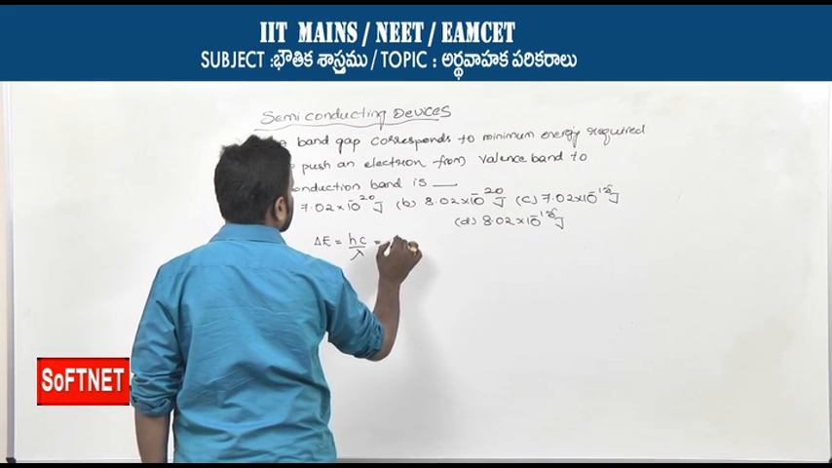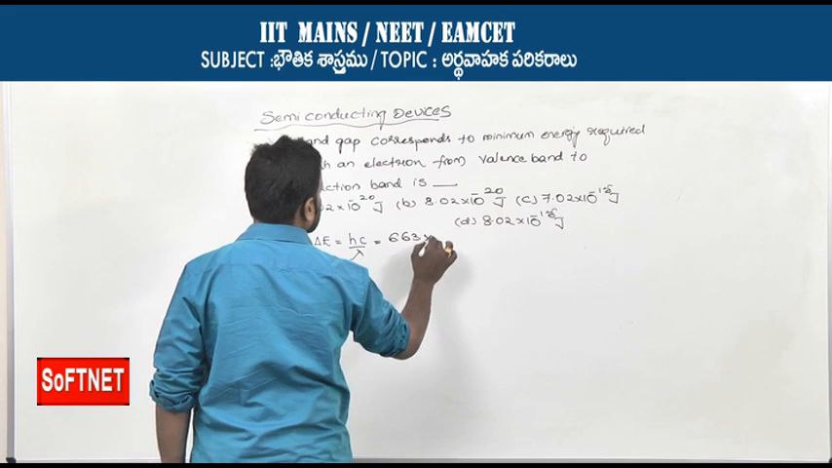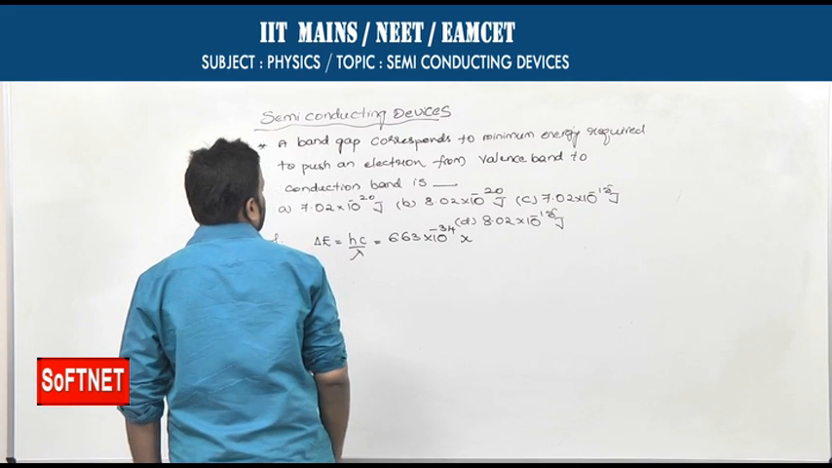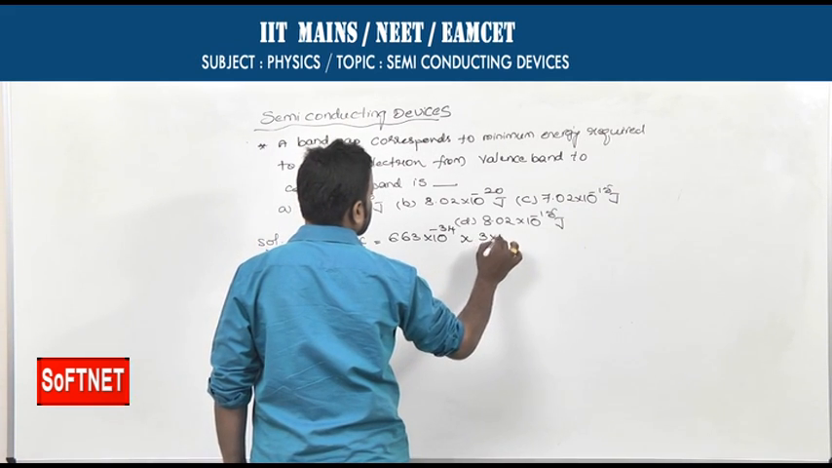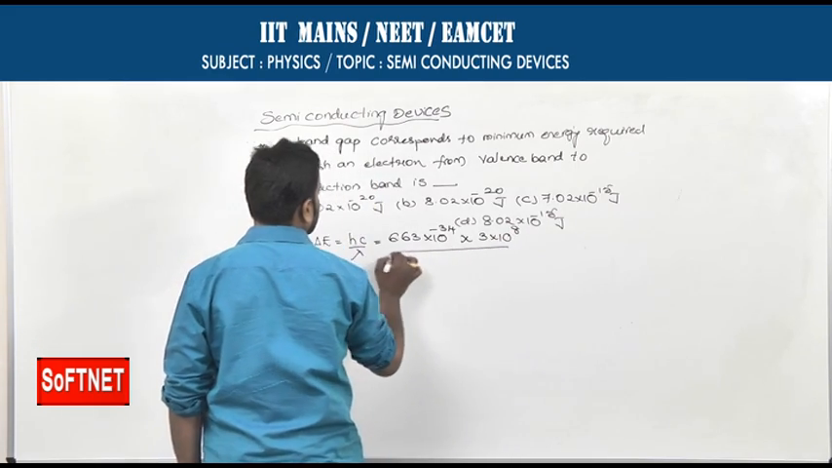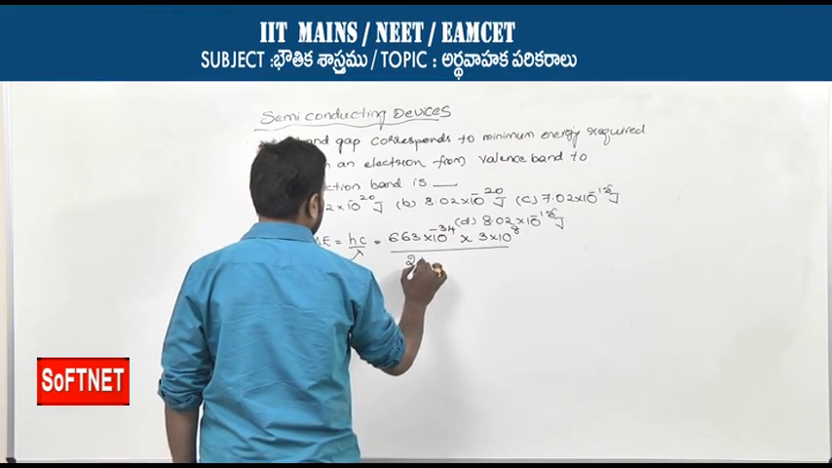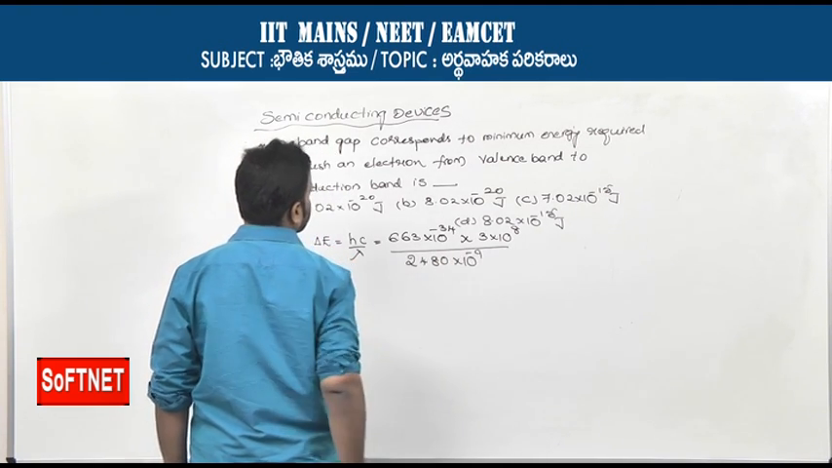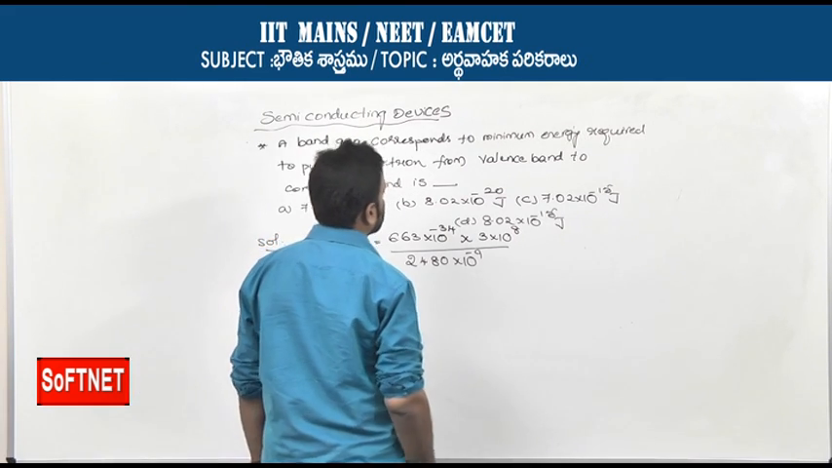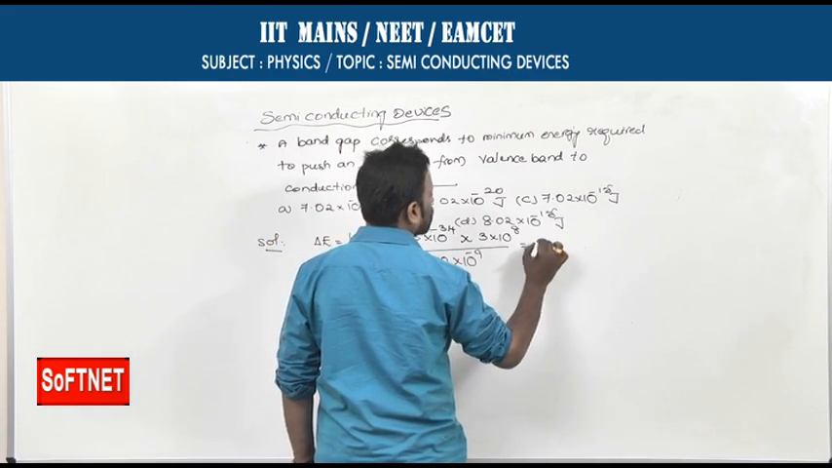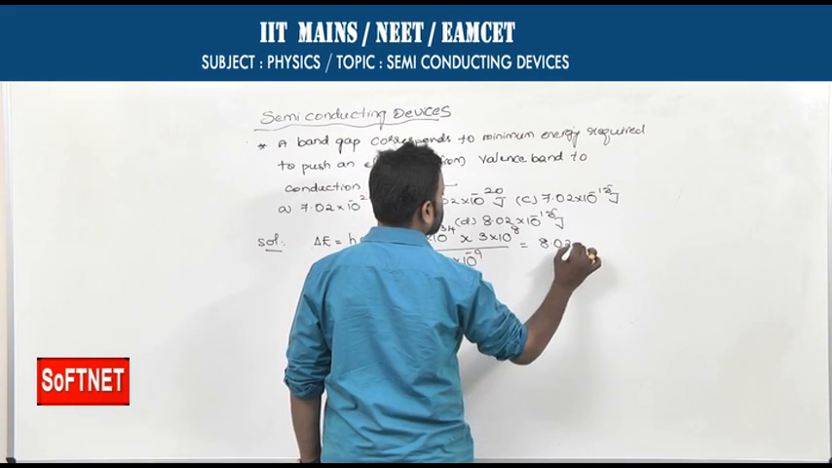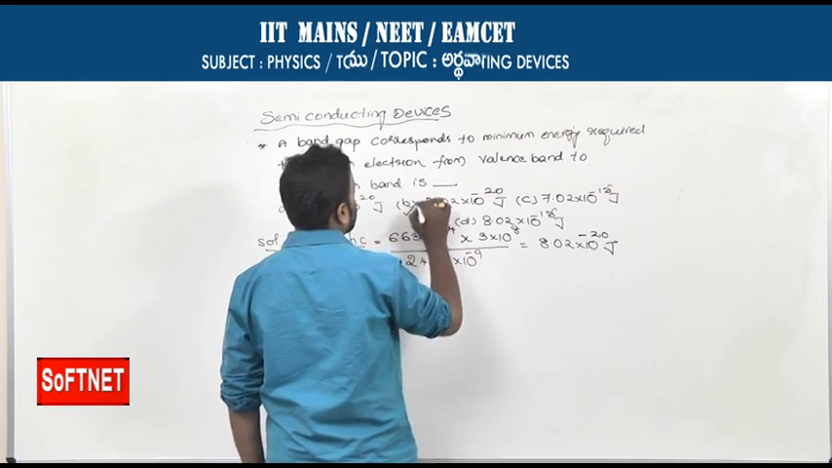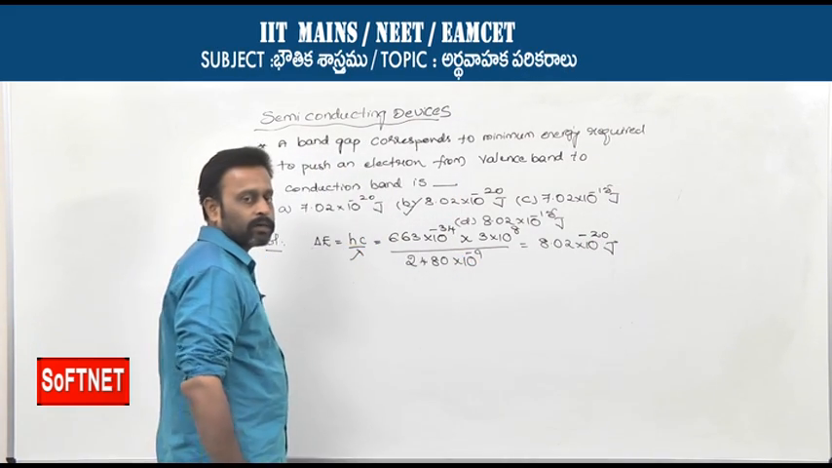The value of Planck's constant is 6.63 × 10⁻³⁴ joule second. The velocity of light is 3 × 10⁸ meter per second, divided by 80 × 10⁻⁹. When you simplify this, you will get the answer as 8.02 × 10⁻²⁰ joules. So the second option is correct.